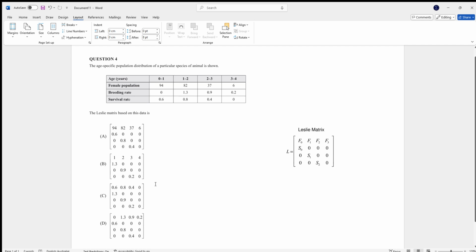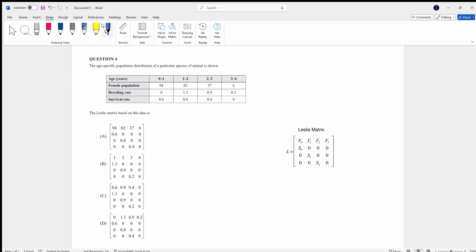Well, first of all, the survival rates for each age group have to go on the diagonal. Now, typically they'll only give you 3 because the last age group is the last age group, meaning they won't make it past that. So the survival rate is 0 there. That's why you've got it typically on the diagonal here, and there's none for that last group, okay?